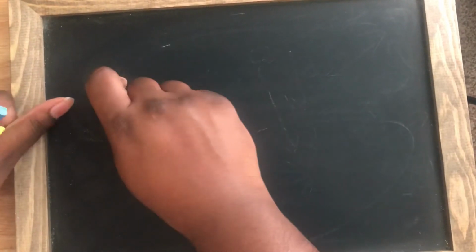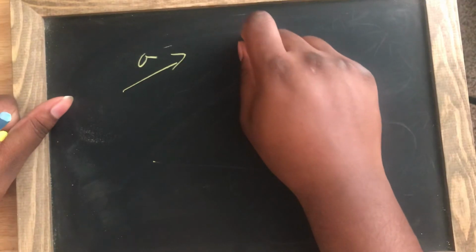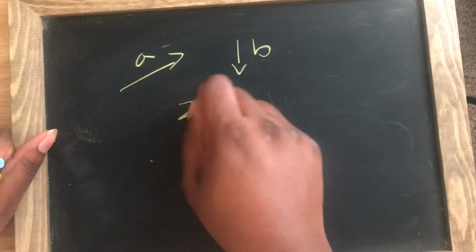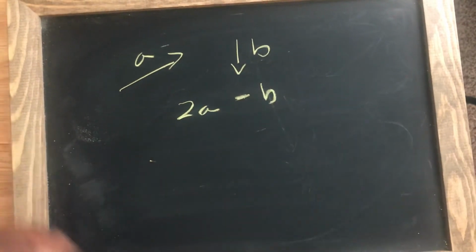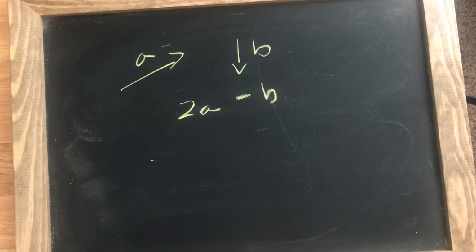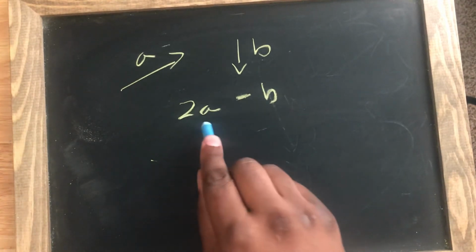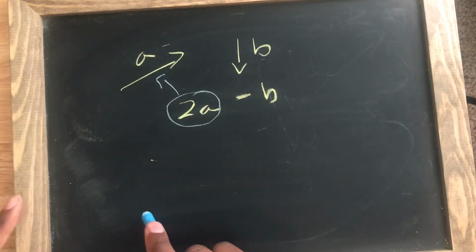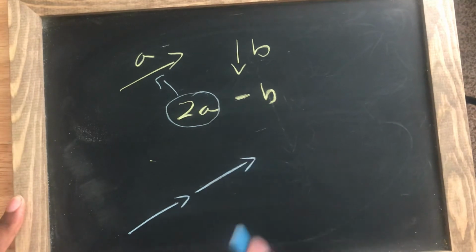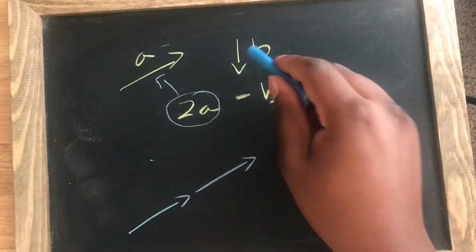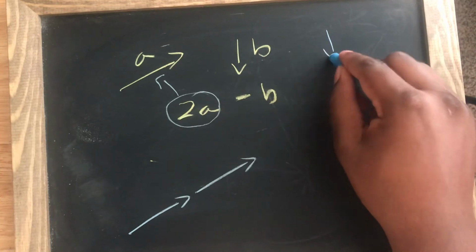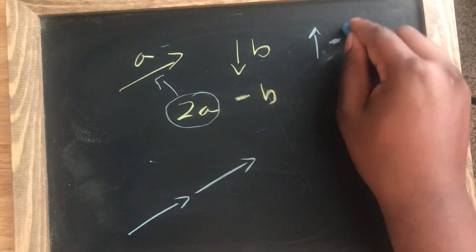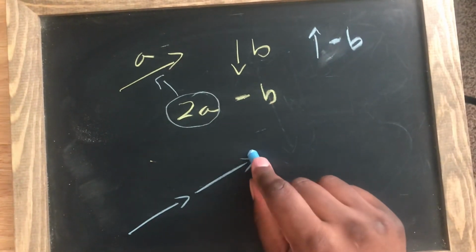So let's say that you're given this vector A and this vector B, and I ask you to find 2A minus B. Now, how would you do that? The first thing you're going to do is scale this vector A. So that's your 2A right there. Then notice B goes in this direction, so therefore negative B must be this way. So that's what we'll do.